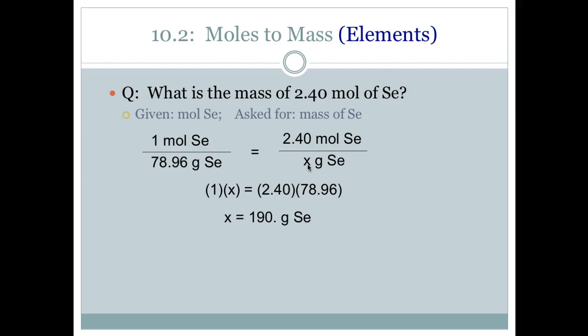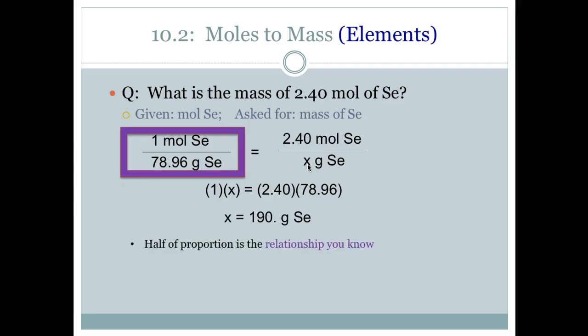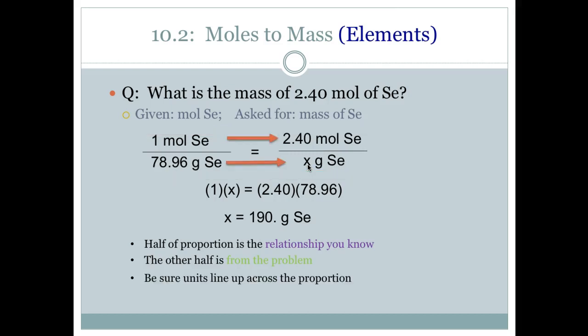Let's look at the structure here because the structure is going to repeat over and over again. The first half of our proportion is the relationship we know. In this case, we used the periodic table to determine the mass of 1 mole. The other half of our proportion comes from the problem, and our units line up across the problem, just as we saw in the previous video.